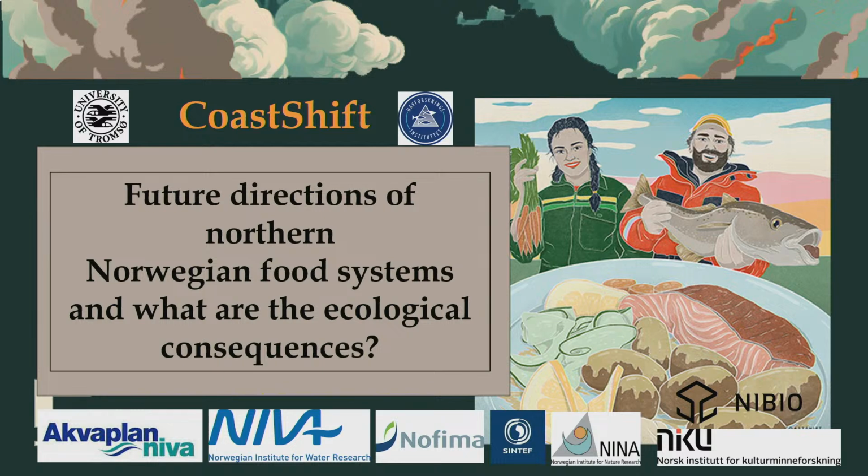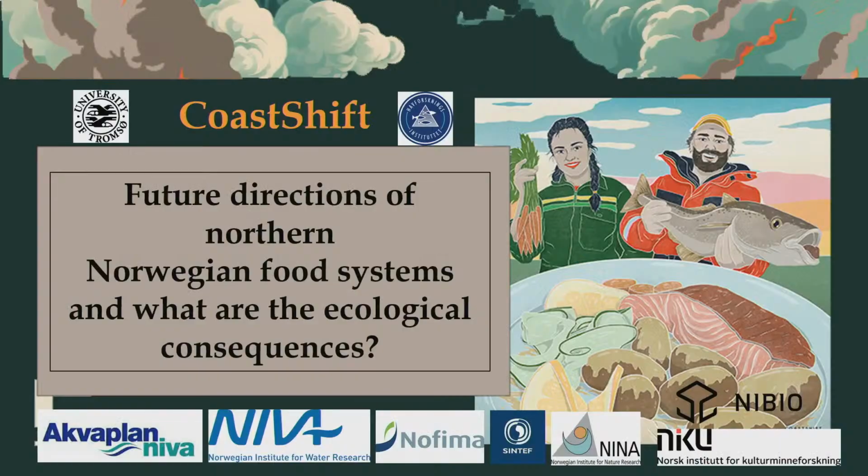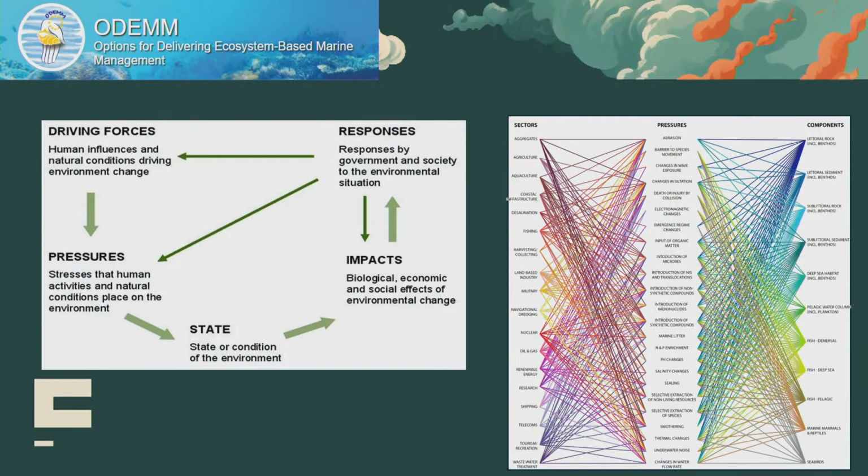So the CoastShift project has brought together researchers from 9 institutes here at the Fram Centre, and this is to develop and communicate relevant knowledge on the future direction of Northern Norwegian food systems. And we also want to examine what these different scenarios mean for ecological consequences. So we are assessing the risk of pressures from multiple food systems, and we've been working mainly now in the current situation.